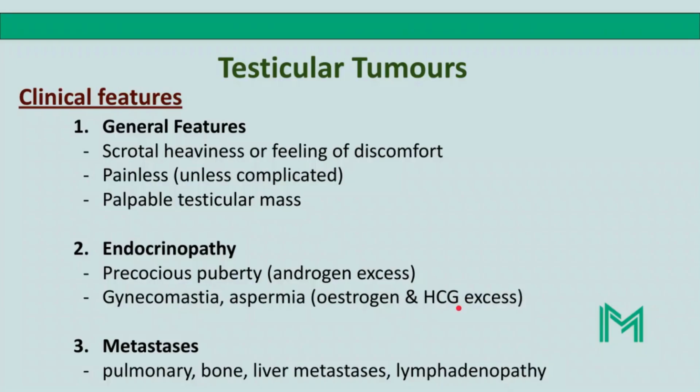the choriocarcinoma. Other features you'll see will be features of metastasis, like we see in this case where we see cannonball metastasis in the lungs. So you can have pulmonary metastasis, so the patient may present with a cough, blood-stained sputum. If it metastasizes to the bone, they may have bone pain, pathological fractures. If it metastasizes to the liver, there will be ascites, abdominal distension, and then there can be lymphadenopathy as well. So these are the clinical features of testicular tumors.